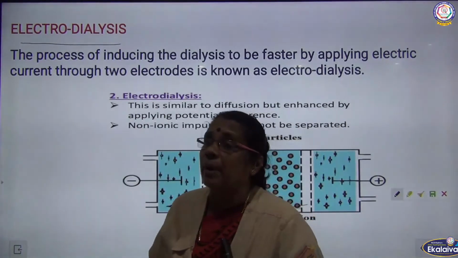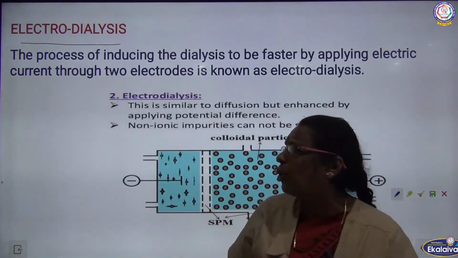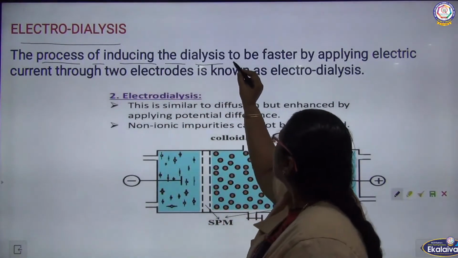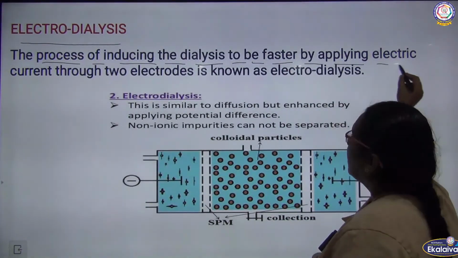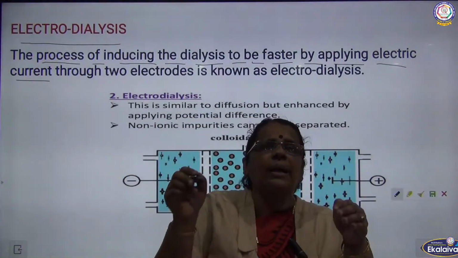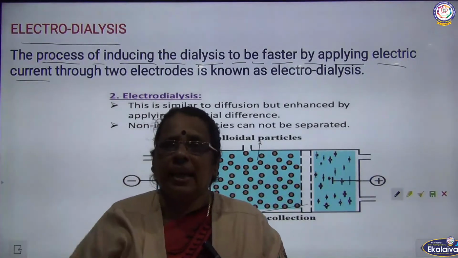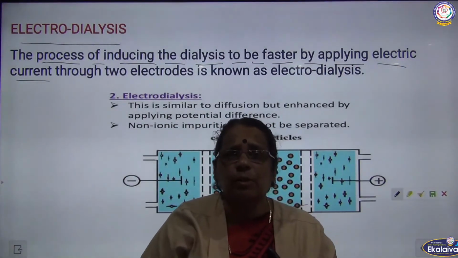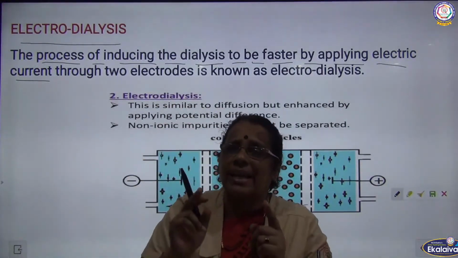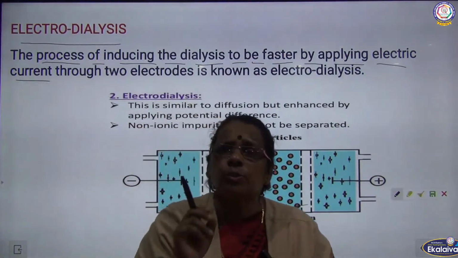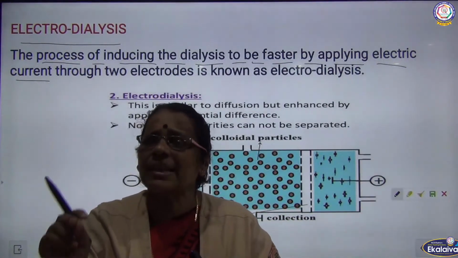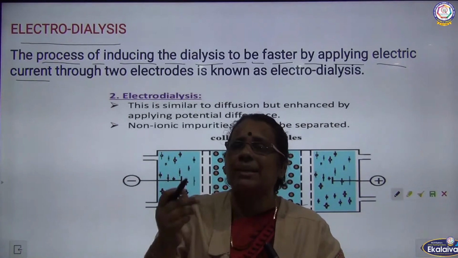So what is the process I have employed here? Electrodialysis. What is electrodialysis? The process of inducing the dialysis to be faster by applying electric current. Electro means what? Electric current. By passing current and inducing the process of dialysis, because the ordinary dialysis process is very slow. So I need to spend more time in order to remove the ions as impurities from the colloidal solution. In order to speed up the process, I am passing electric current so that the process of dialysis can be induced and quickened.